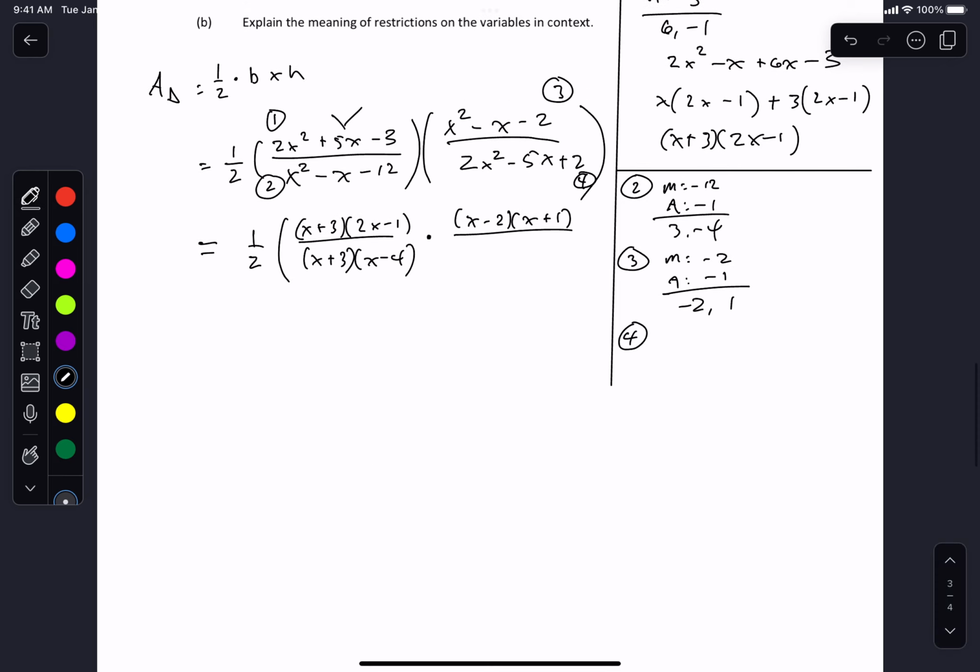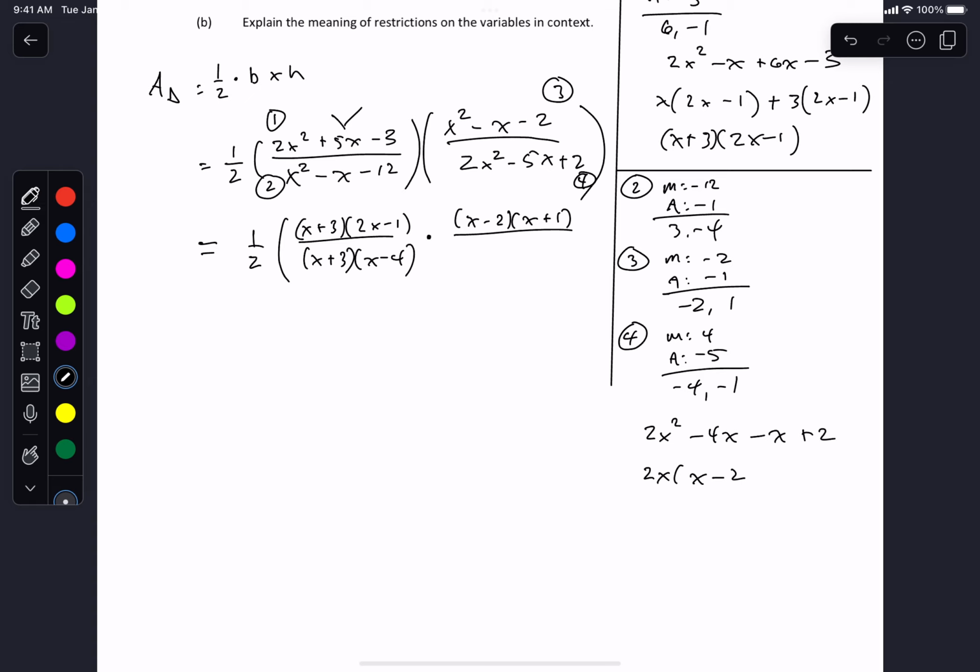Number 4 is a complex trinomial, so just be careful. It's going to require that decomposition again. So multiply to 4 and add to -5. That sounds like what? Is that okay? So then that's going to decompose. We're going to get 2x squared minus 4x minus x plus 2. 2x, x minus 2. And then minus 1, x minus 2.